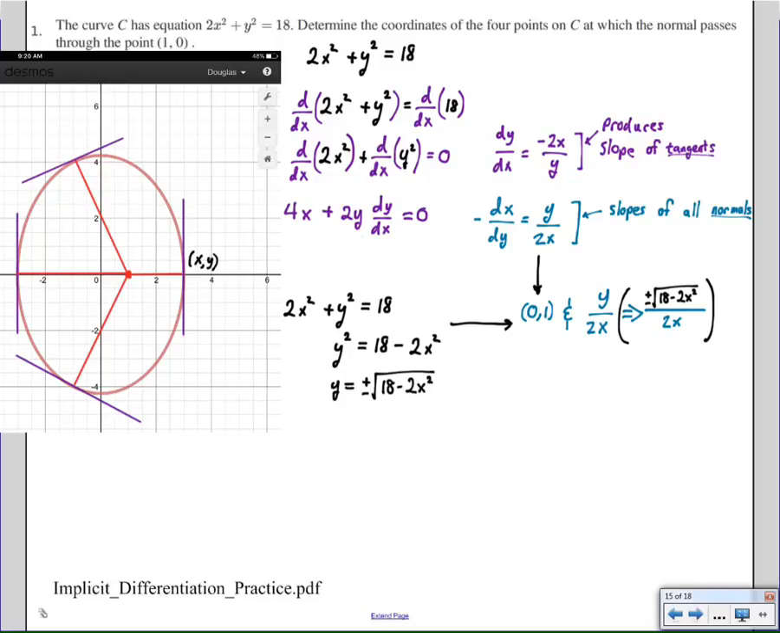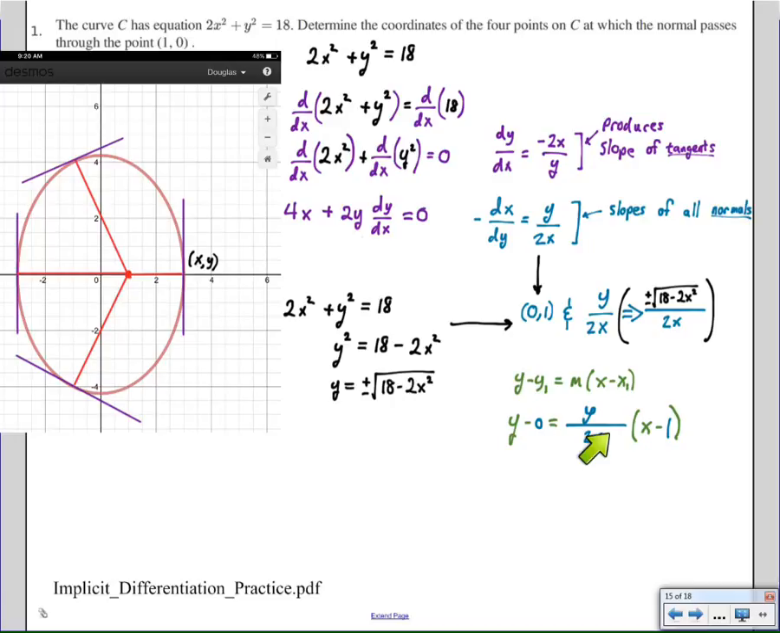Now, further exploration reminded me that to find the equation of a line, we use the point-slope formula. In this instance, the point is given to us, (1, 0), and the slope of all the normals is given to us in terms of x and y. That's why we had the derivative. So now we can actually use that slope in the equation of the normal.